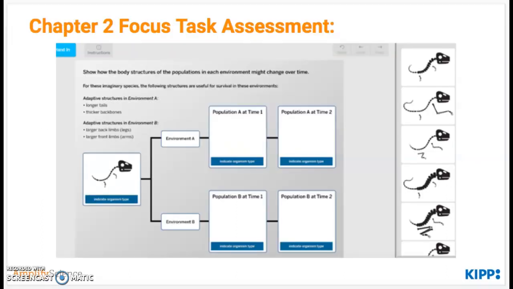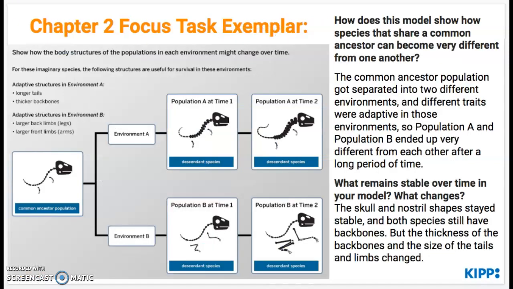In the Chapter 2 focus task, students are asked to show how the body structures of the populations of an organism might change over time due to the environment in which they live. Students are given a model in which they predict how an organism's traits might change due to their environment by identifying the likely skeletal structures of descendant species from the common ancestor. Pause here and try it on your own.